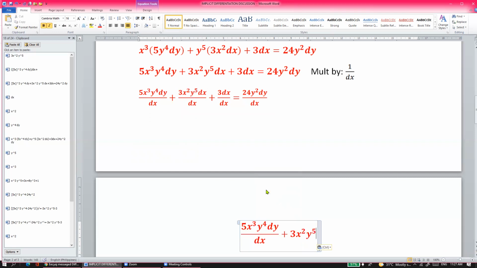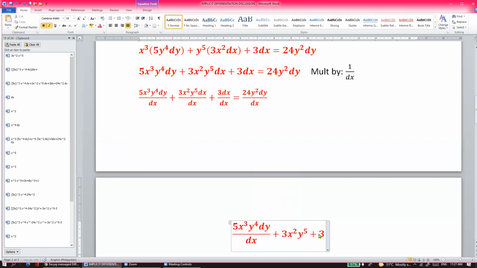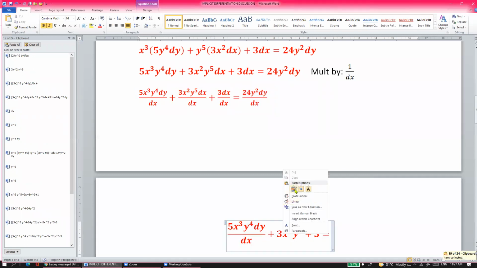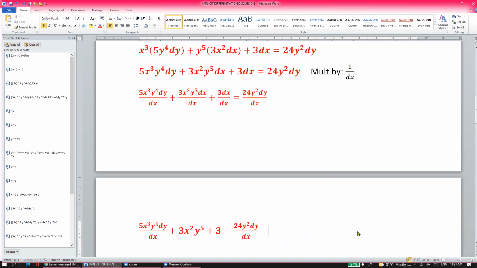Nasundan ba natin? Then, plus, dito makakancel lang dx sa third term. So plus 3 na lang. Equal. And ito mariretain. So copy ko lang siya. And i-reset now. Nakuha ba ninyo? Nasundan ba natin?